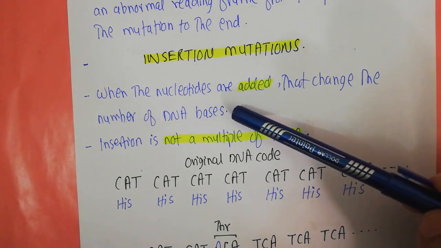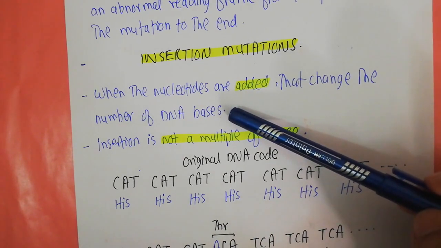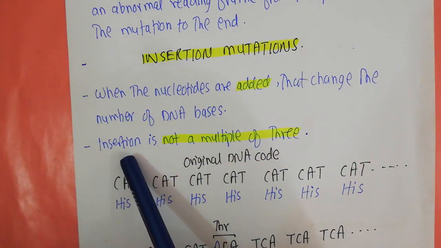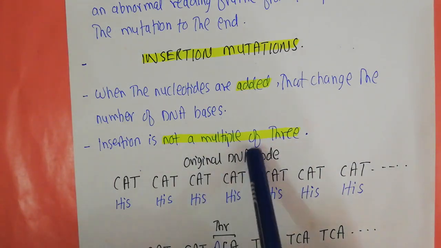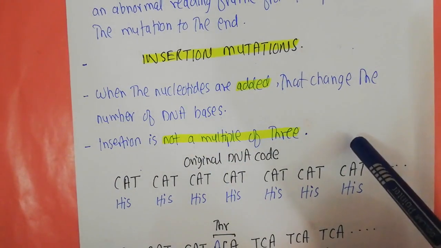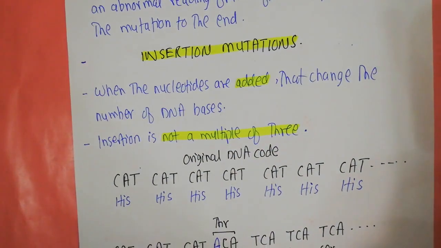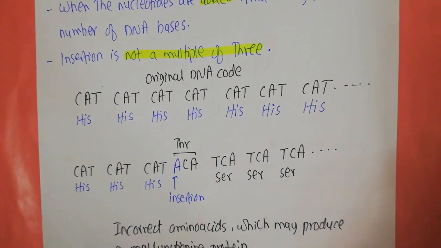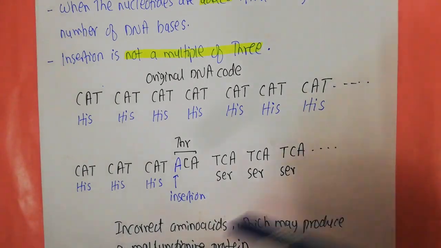An important point to keep in mind about the frameshift mutation, whether you talk about the insertion or the deletion mutations, is that the insertion or deletion is not a multiple of 3. A multiple of 3 means that 3 nucleotides are added. So the insertion is not a multiple of 3. Let me give you an example of the insertion mutation, how this is actually affecting the protein.